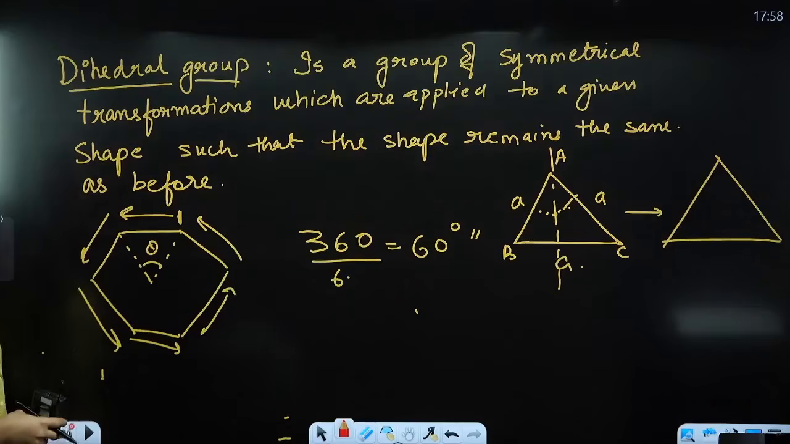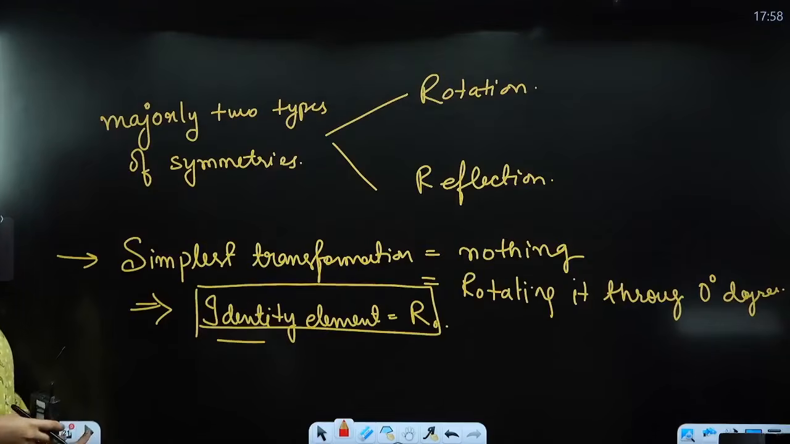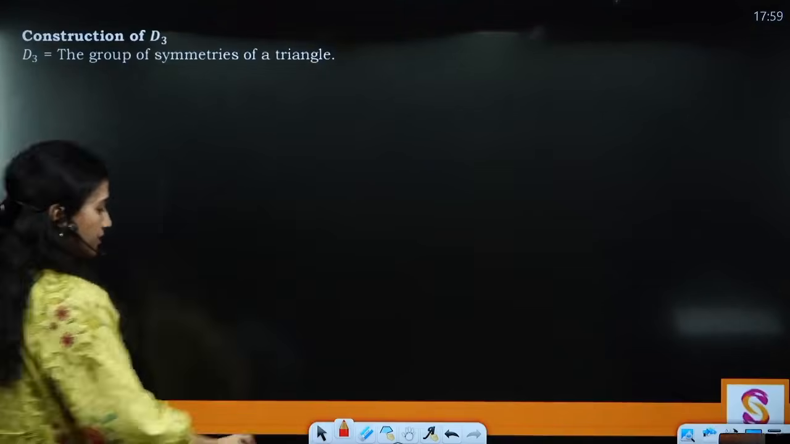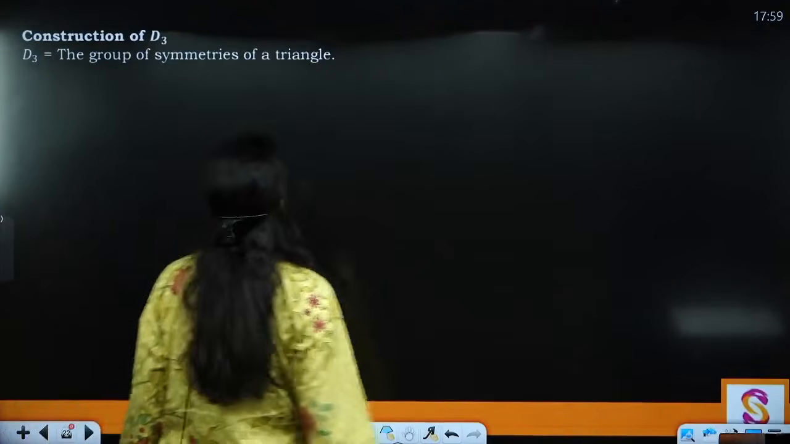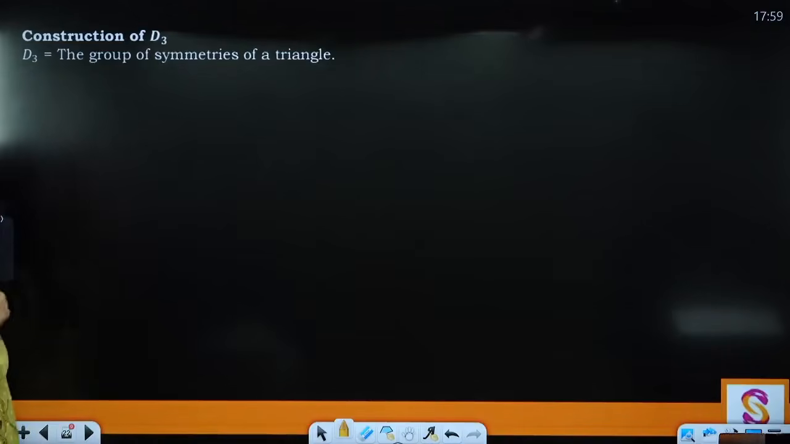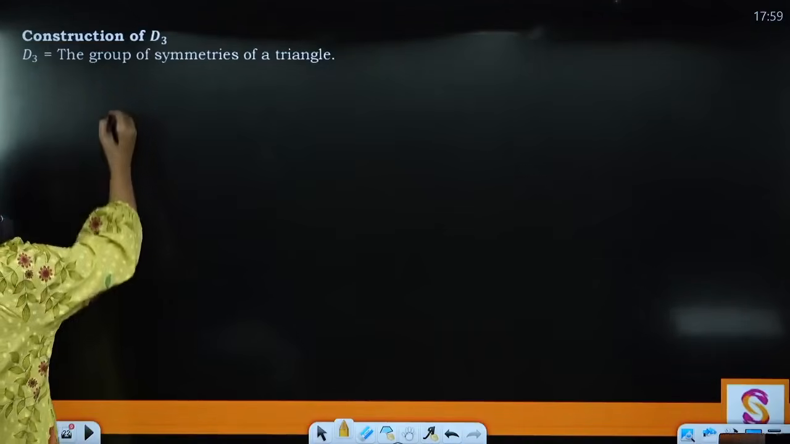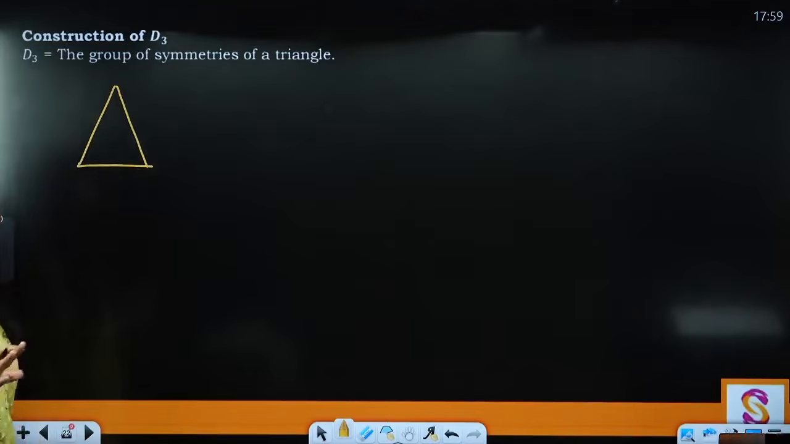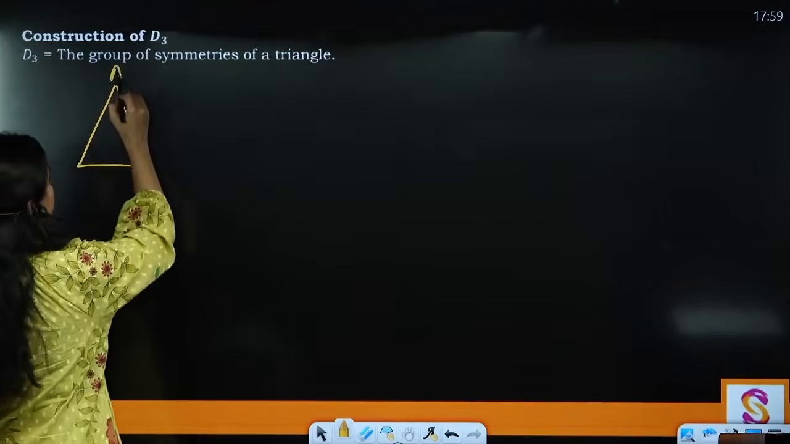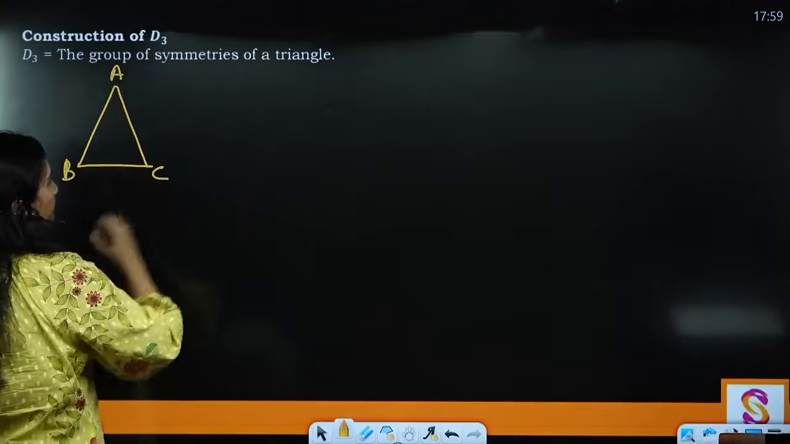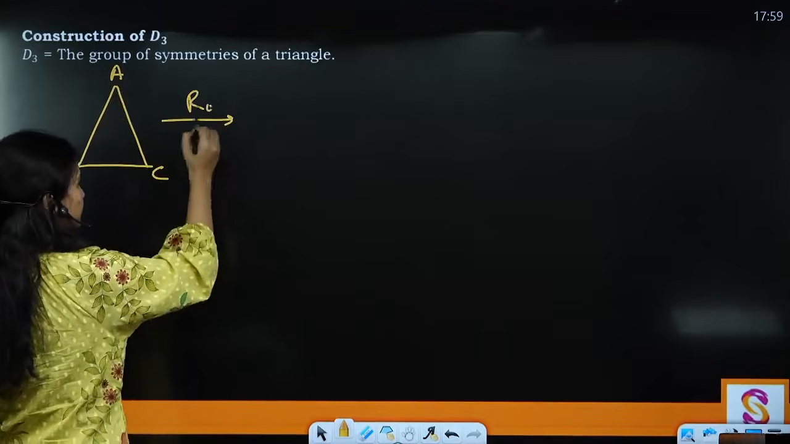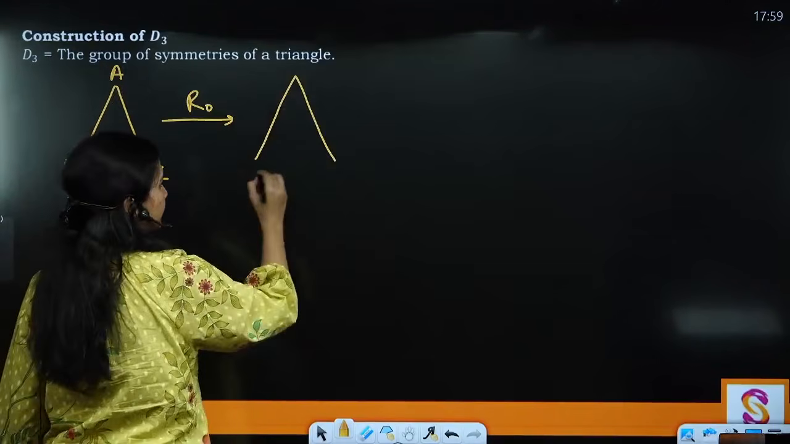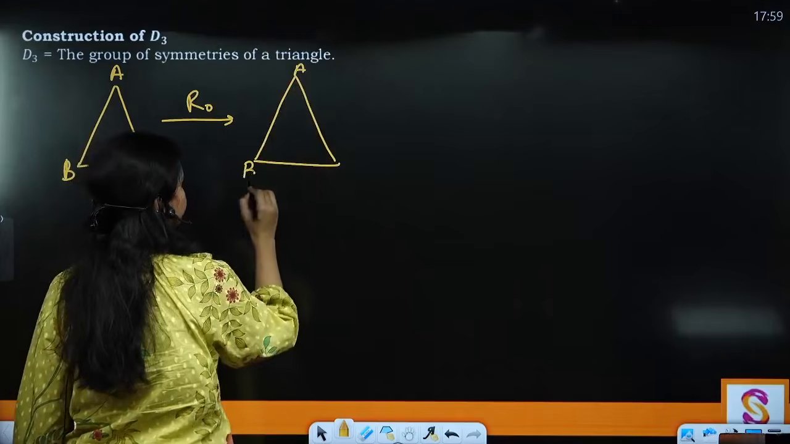Chalo. Now let's take up construction of D3, which is what? The group of symmetries of a triangle. So naturally the triangle has to be such that all 3 sides are equal, right? So this is A, B, C. What is the easiest transformation? That is rotating it through 0 degrees. So it is going to remain exactly the same, right?